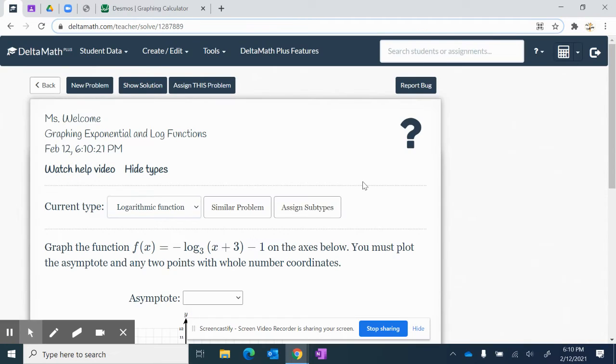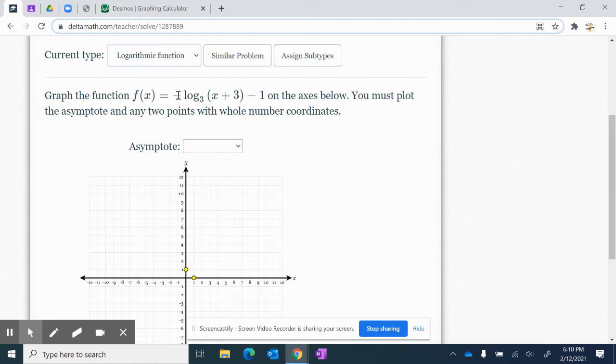So for log ones, this is a good one. Negative log base 3 of x plus 3 minus 1. So since it's a log function, I know that it's going to be a vertical asymptote. To figure out where the vertical asymptote goes, I'm going to take x plus 3, set it equal to 0, and solve. So x plus 3 equals 0. I would have to subtract 3 from both sides. So I would end up with x equals -3. So I would move this asymptote all the way over here to -3.